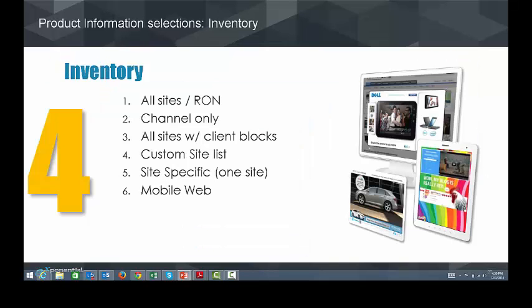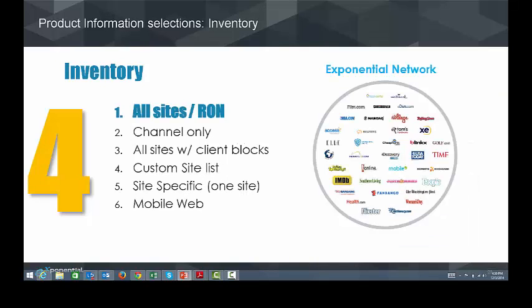Inventory must also be selected for every placement. There's 6 options. The first is the broadest, all sites or run-of-network. This is targeting 100% of the sites in the network. Note there are some countries that by default block sites for all of their campaigns. So remember, I/O product fields are based on the I/Os sold. So from the client's perspective, you're still targeting 100% of the sites in the exponential network. So in this case, you would still select all sites RON.